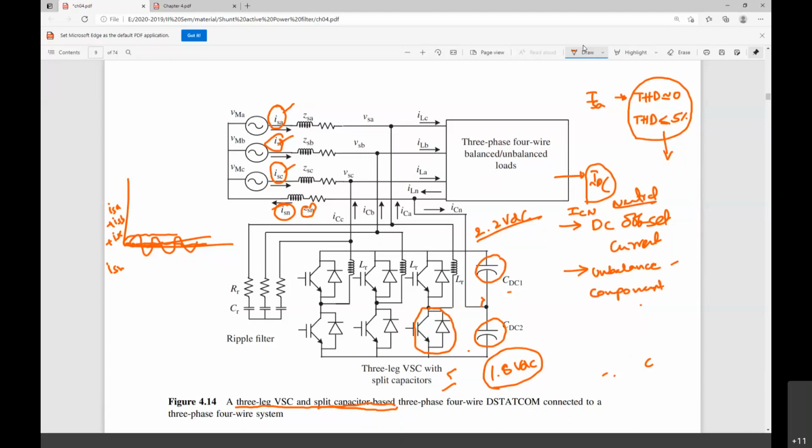I'm not pretty sure that these are the two things which are causing the capacitor voltage unbalancing in the case of a three-leg VSC and split capacitor based topology. One thing I observed with respect to the DC offset; I didn't observe it with respect to the unbalanced component of the current. A very small amount of unbalanced current does not influence it, it does not create a problem of capacitor imbalance.